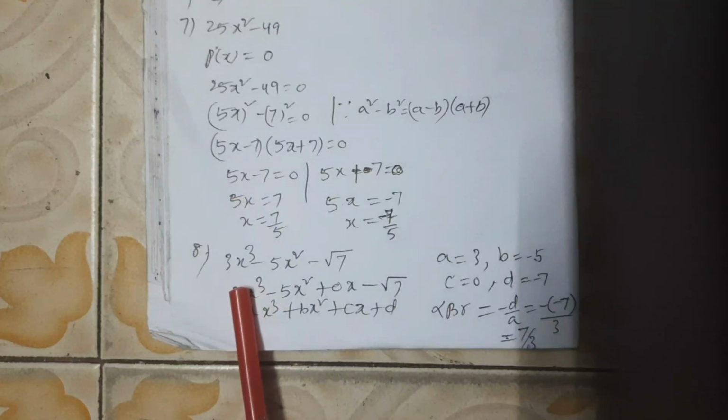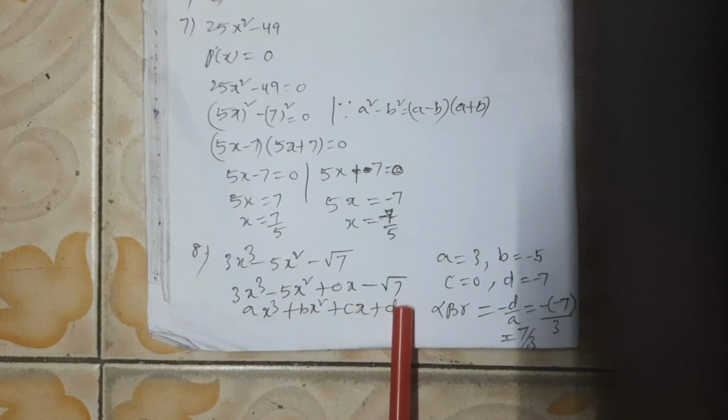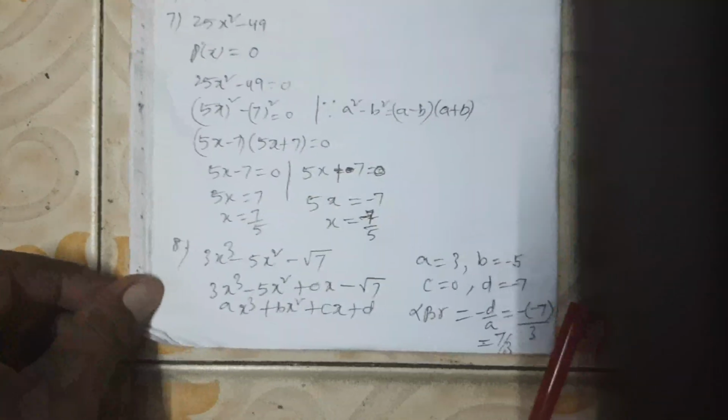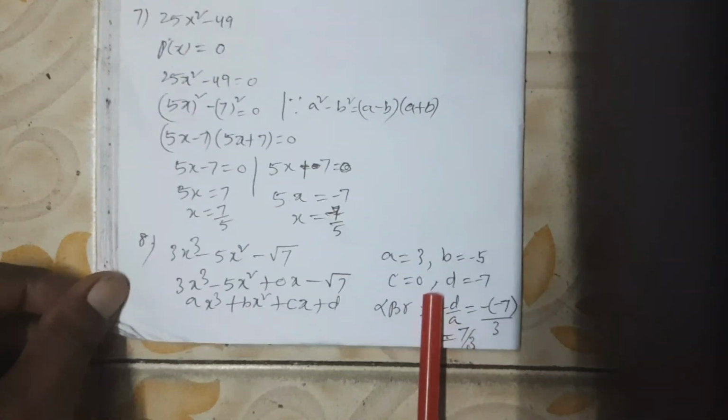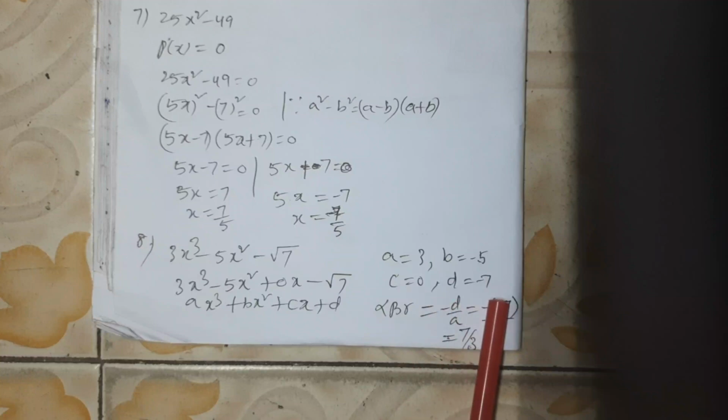See, 3x cube minus 5x square plus 0x, because the x term is not there, absent, so minus root 7. Now it is in the standard or general form, ax cube plus bx square plus cx plus d. Now the values are a is equal to 3, b is equal to minus 5, c is equal to 0, d is equal to minus root 7.